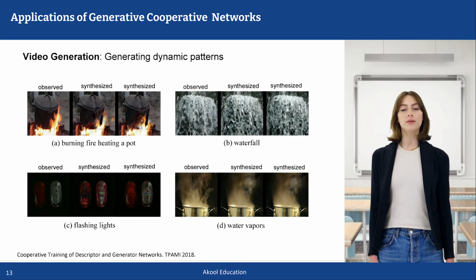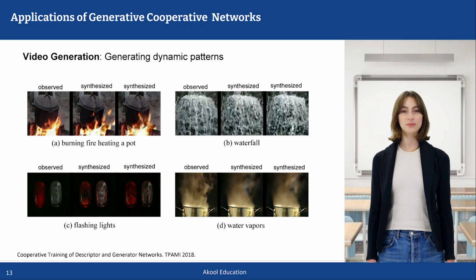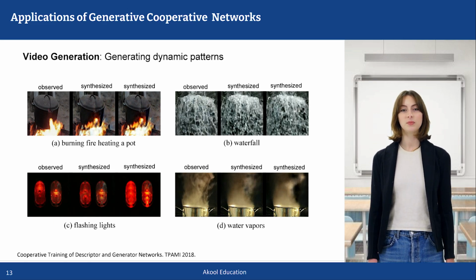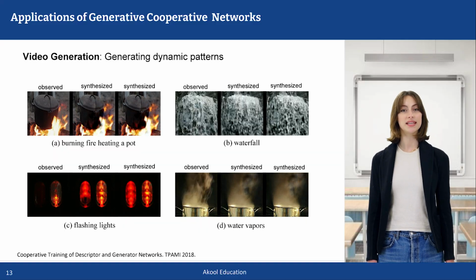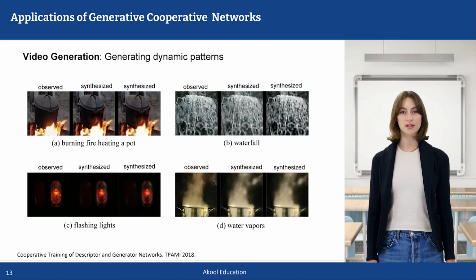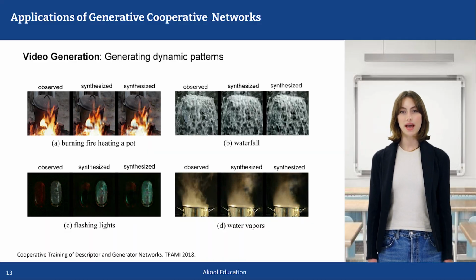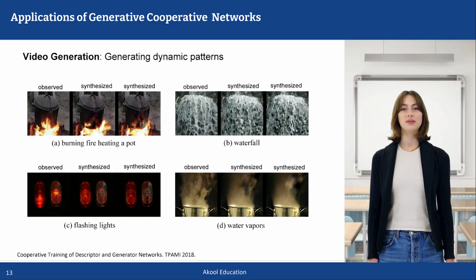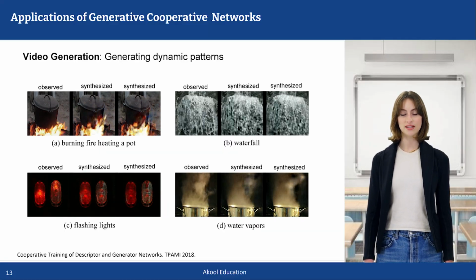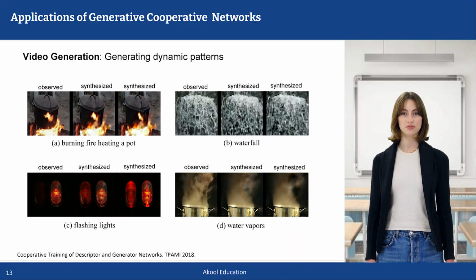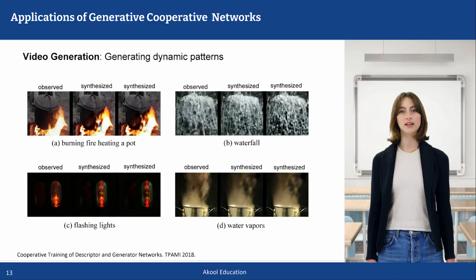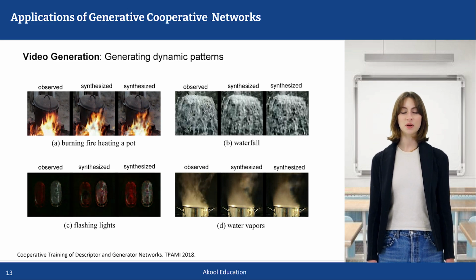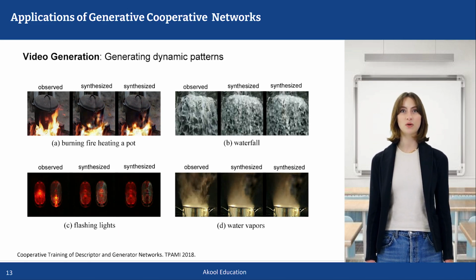Generative cooperative networks can also model temporal dynamics. Both descriptor and generator need to be equipped with spatiotemporal neural networks to handle dynamic patterns. The descriptor requires a bottom-up spatiotemporal neural network to serve as its energy function, while the generator uses a top-down spatiotemporal neural network to perform the transformation. We show synthesized video samples, such as fire, waterfall, flashing lights, and vapor. The synthesized clips demonstrate that the model can learn coherent motion and appearance patterns over time.